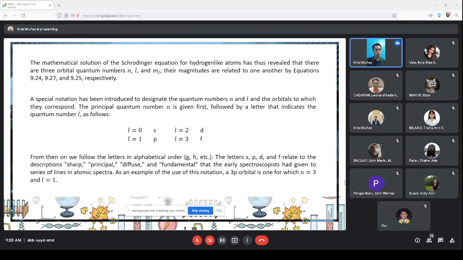So sa 9.24, if meron kayong screenshot ng previous slides natin, hindi ko na sinama, you would see na related si M sub L natin at L. M sub L values are being limited by the L values. And sa 9.25 natin, yung L natin is limited by N.